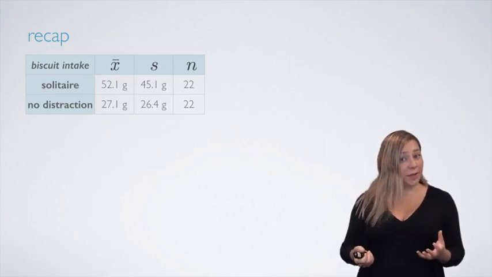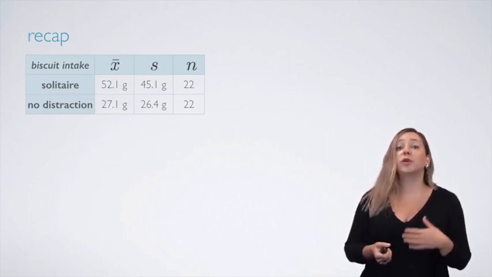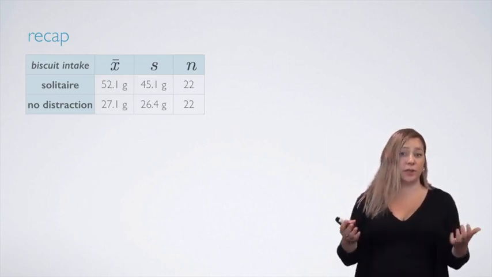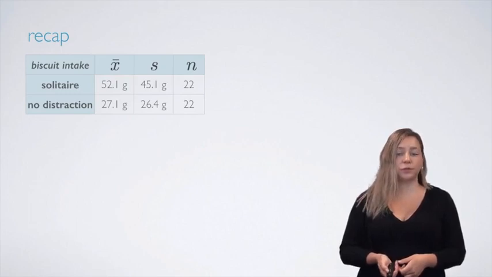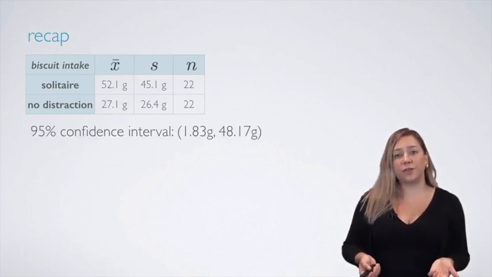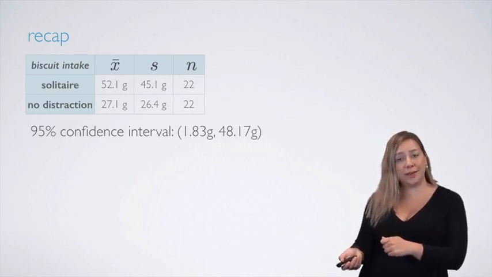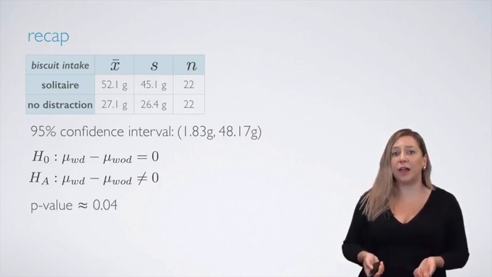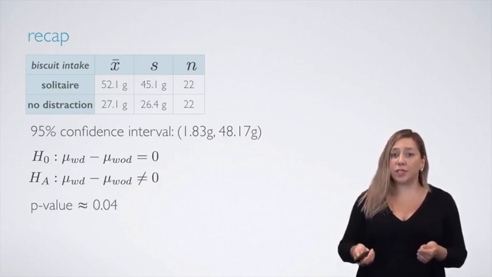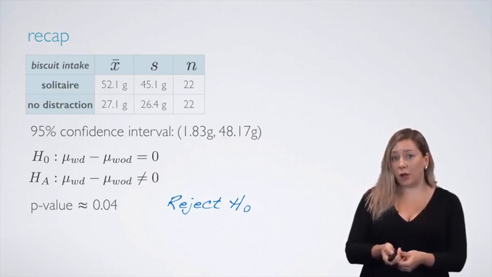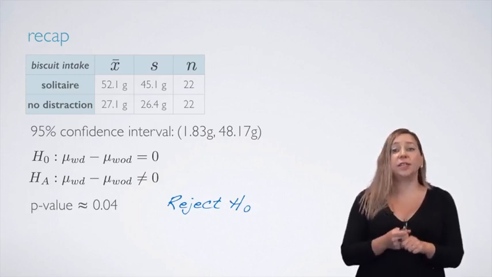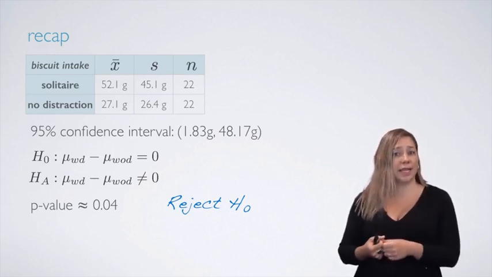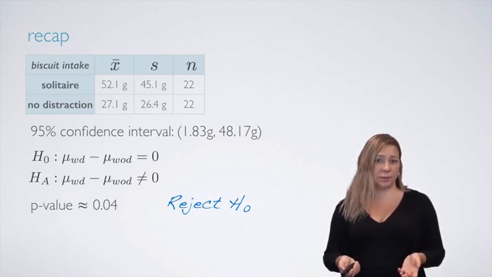Note that we have a randomized controlled trial here, so if we do indeed find a significant result, we could then talk about a causal relationship between these two variables. The confidence interval for the average difference was 1.83 to 48.17, and the hypothesis test evaluating a difference between the two means yielded a p-value of roughly 4%. Which means that we would reject the null hypothesis and conclude that these data do indeed provide convincing evidence that there is a difference between the average snack intake of distracted and non-distracted eaters.